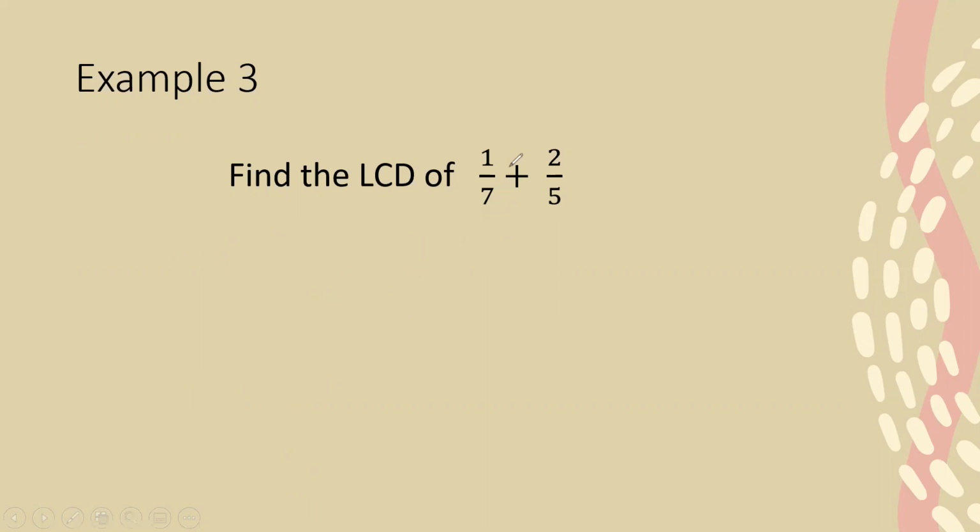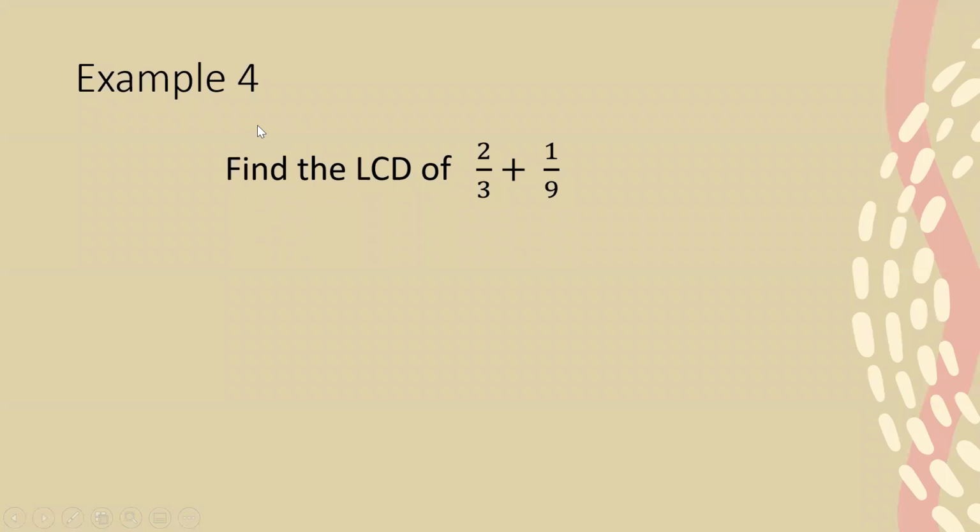So let's continue. And finally, we have 2/3 plus 1/9, and we are asked to find the lowest common denominator. So I'm going to multiply my two denominators, which are 3 and 9, and that should give me 27. So my LCD will be 27. Okay, hopefully that is making sense.